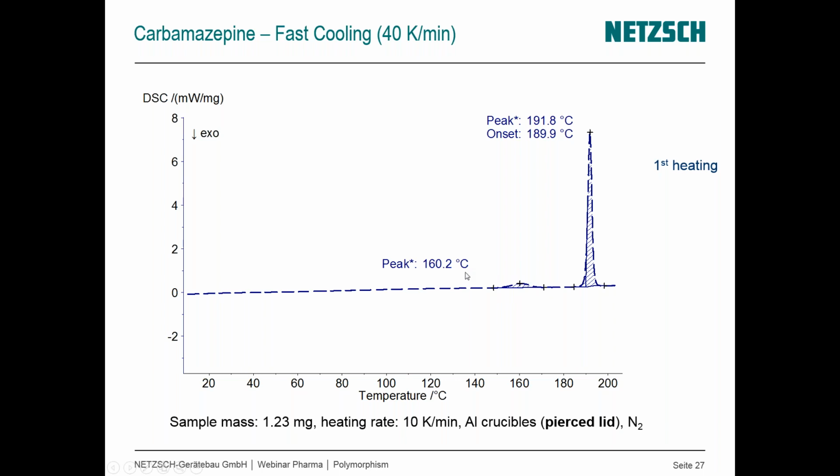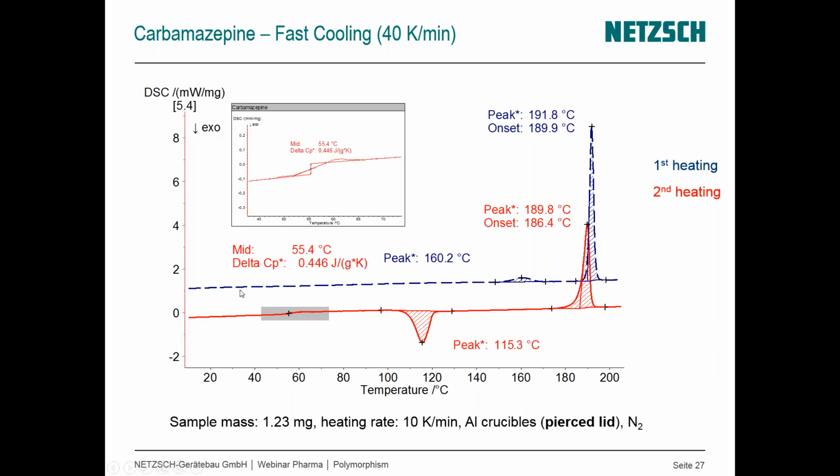So even on the very first heating of this material as received, we can see that there's one endothermic event with a peak temperature of 160 degrees, and then we can see a second endothermic event with an onset of about 190 degrees Celsius. Again, small sample, 10K per minute heating rate, pierced lid. This is going to be critical. One thing that we can look at, so we've got the first heating, we have a nice stable baseline all the way through until we get to these events.